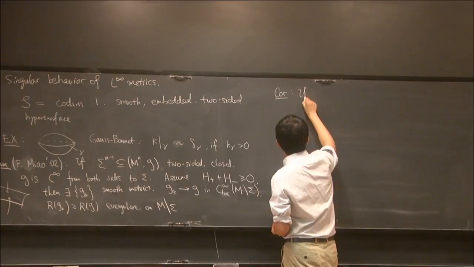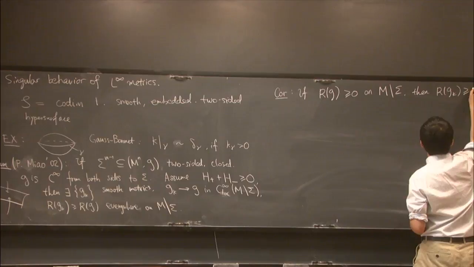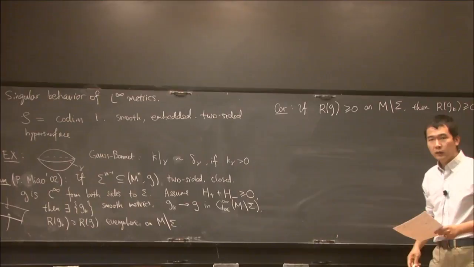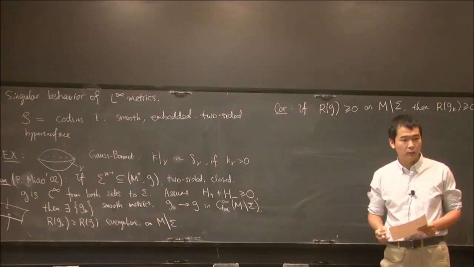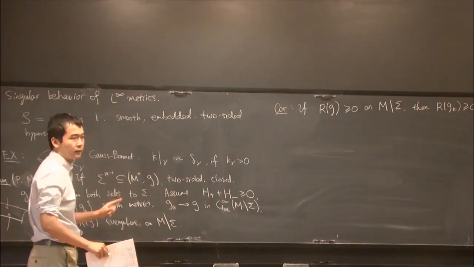If, in particular, the original metric is assumed to have non-negative scalar curvature on M minus Sigma, then R of g_k is non-negative everywhere. Okay, and this is the original statement of Miao. And g_k also converges in C0 globally, right? Oh yeah, right. Because in this case g is C0, then it converges globally in C0.